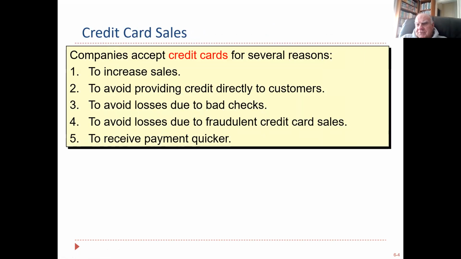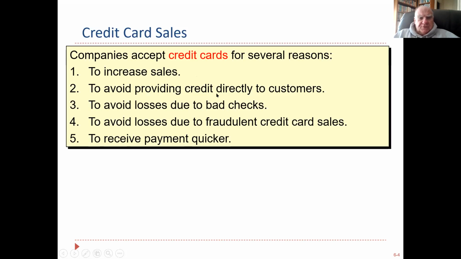Credit card sales. You see some small businesses once in a while, maybe a small restaurant, and they say cash only. Well, that's because they don't want to deal with credit cards. They don't want to pay the fees. Of course, they're limiting their potential growth by not allowing the use of credit cards. But companies use them for a lot of reasons, to increase sales. My goodness, can you imagine if Costco was all cash? They'd be out of business in 2 days.